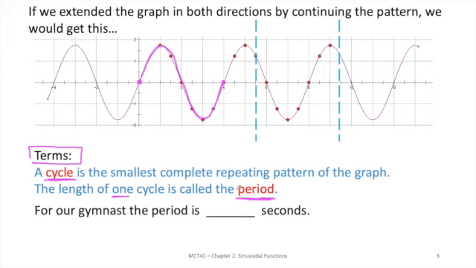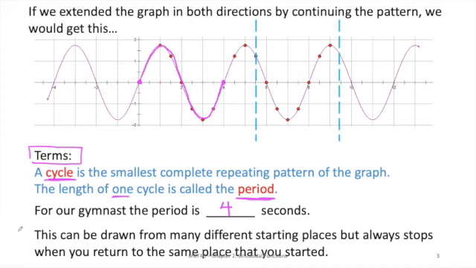For our gymnast, the period is going to be from 0 to 4 seconds. Before, we looked at the max to here, which would have been 1 to 5 seconds, which is fine. 5 minus 1 is going to be 4. You're just figuring out how long it is. It's going to be the value on your x-axis. Remember that this can be drawn from many different starting places, but always stops when you return to the same place that you started.